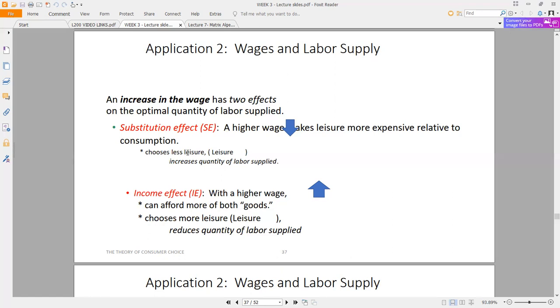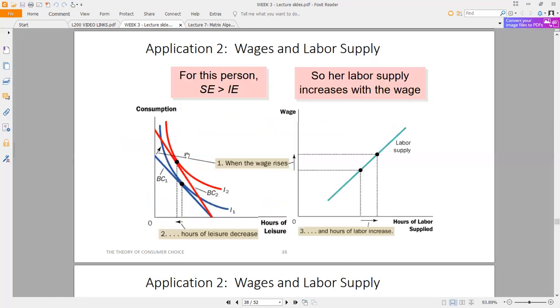So the income effect is causing the individual to work fewer hours, but the substitution effect is causing the individual to offer more hours for work. Okay. So now let's look at this.